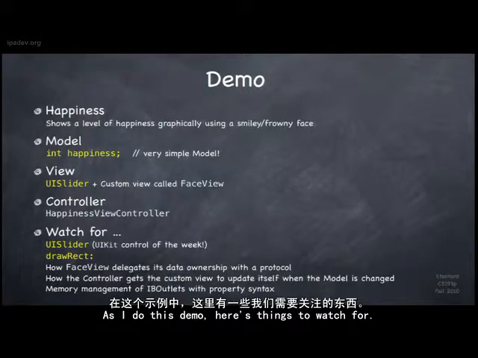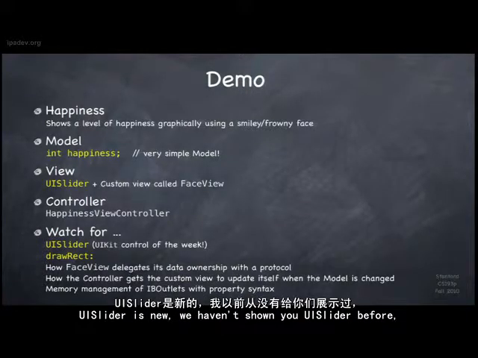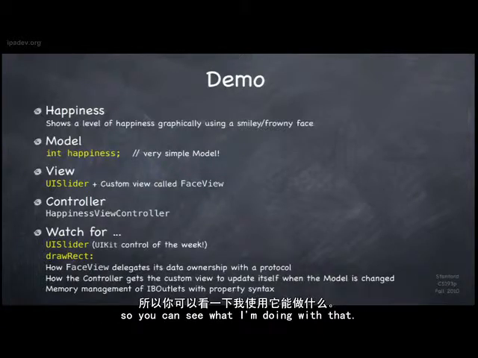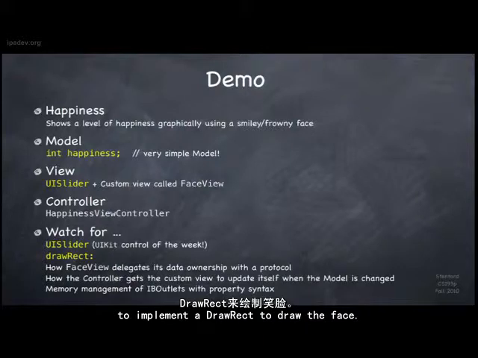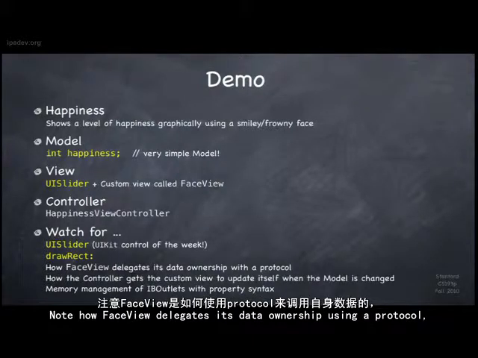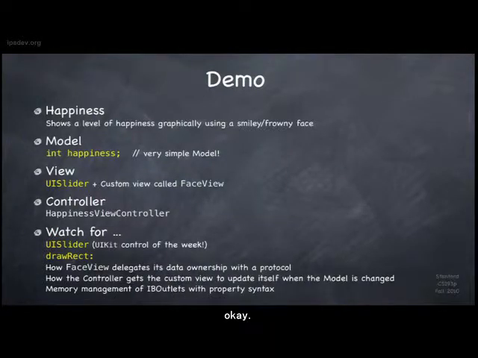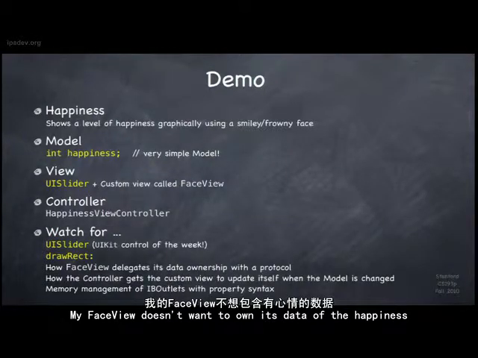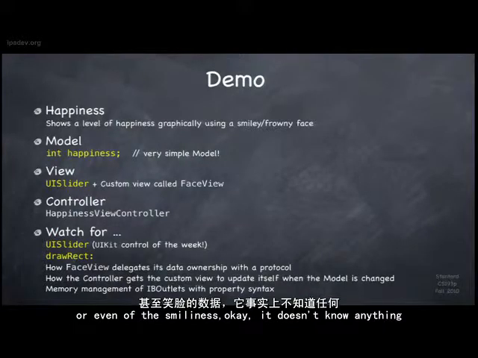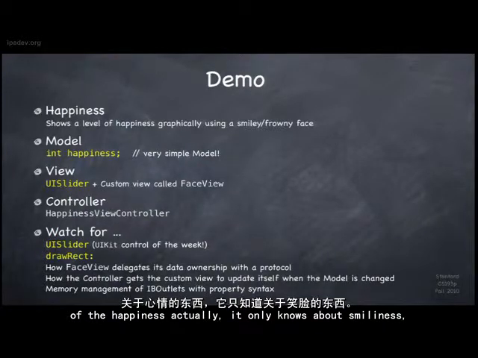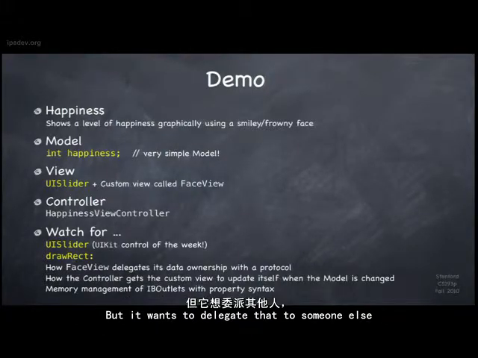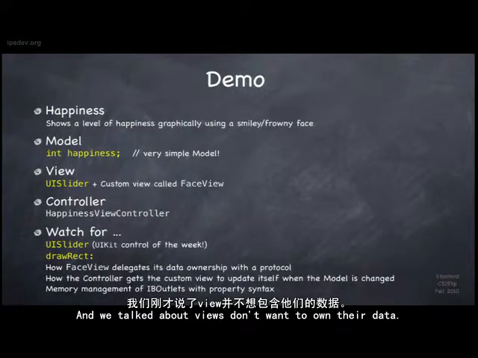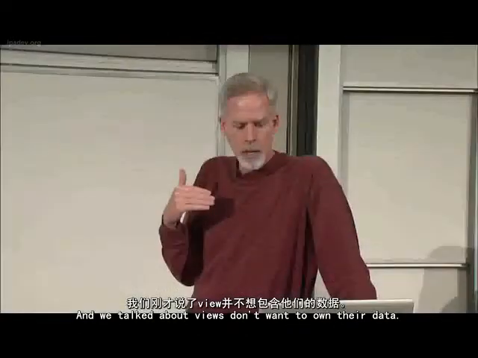As I do this demo, here's things to watch for. UI slider is new. We haven't shown you UI slider before, so you can see what I'm doing with that. Obviously, draw rect. I'm going to implement a draw rect to draw the face. Note how face view delegates its data ownership using a protocol. Okay, my face view doesn't want to own its data of the happiness or even of the smiliness. Okay, it doesn't know anything about happiness. Actually, it only knows about smiliness, whether you're smiling or frowning. But it wants to delegate that to someone else because that's its data. All right, and we talked about views don't want to own their data.